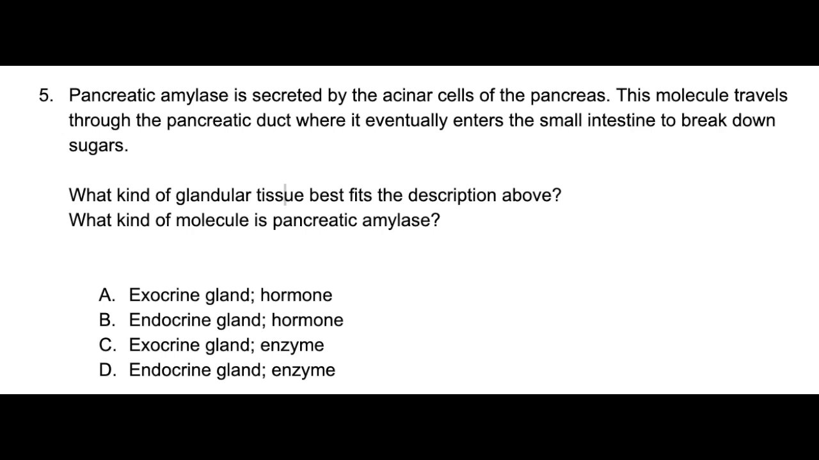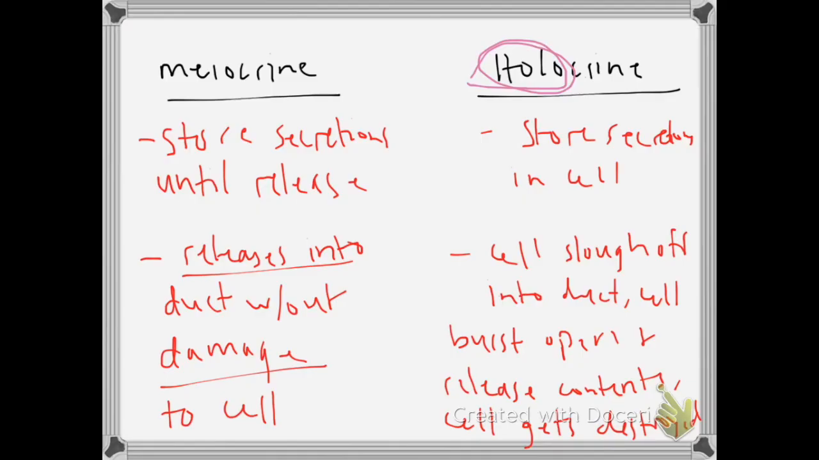The other thing, what kind of molecule is pancreatic amylase? I see ACE, I immediately know enzyme. So the things that you didn't know were pancreatic amylase. You'd probably never heard of acinar cells. You didn't know about the small intestine. You didn't know they had an effect on sugars. But what you did know from what you've learned so far is ducts and the ending for ACE. I hope that was a decent question for you.